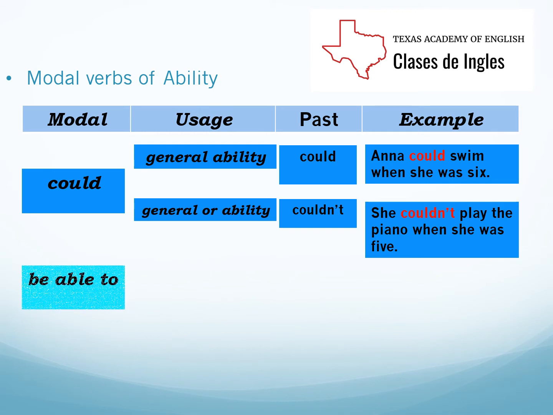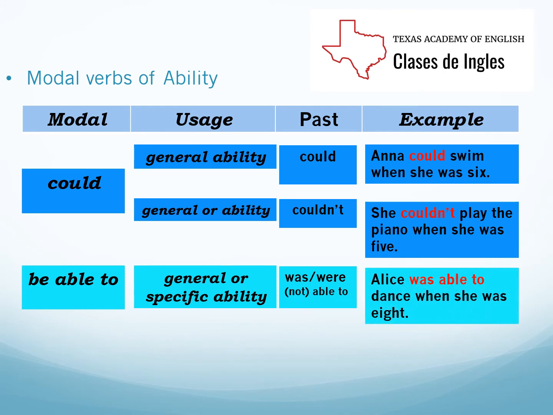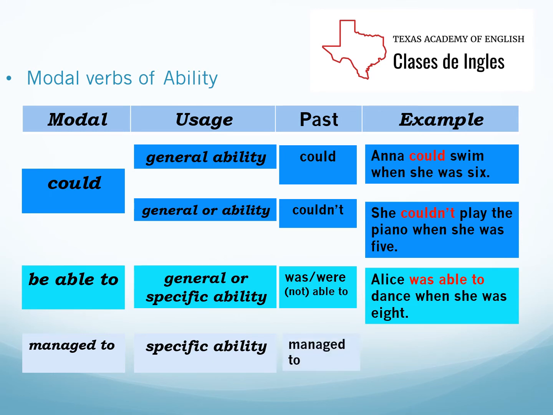Another modal, to be able to, for general or specific ability. In the past, we say was or were, either able to or not able to. And as an example, we could say Alice was able to dance when she was 8. Managed to, specific ability, and it's managed to. Sam managed to finish the report on time.